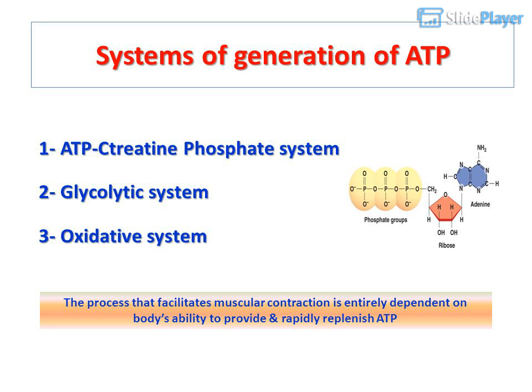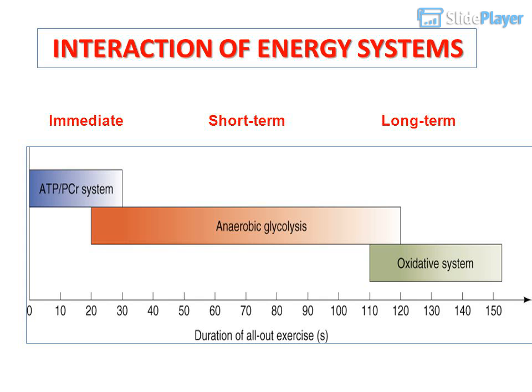Systems of generation of ATP. 1. ATP-creatine phosphate system. 2. Glycolytic system. 3. Oxidative system. The process that facilitates muscular contraction is entirely dependent on the body's ability to provide and rapidly replenish ATP. Interaction of energy systems.